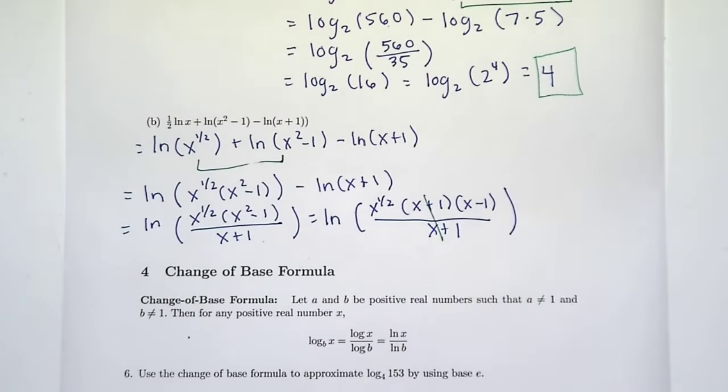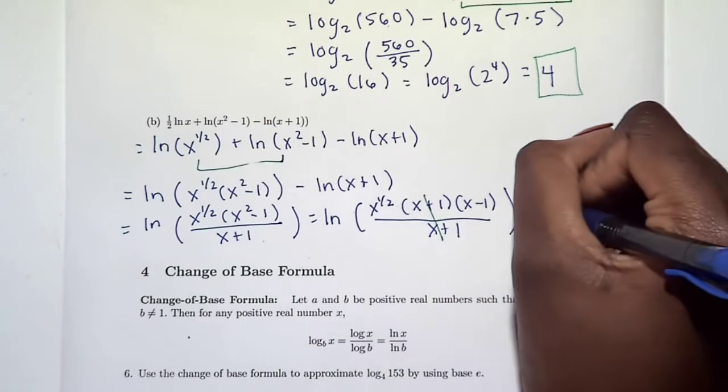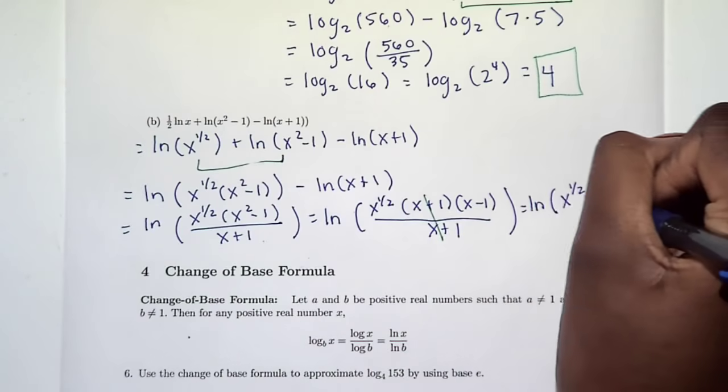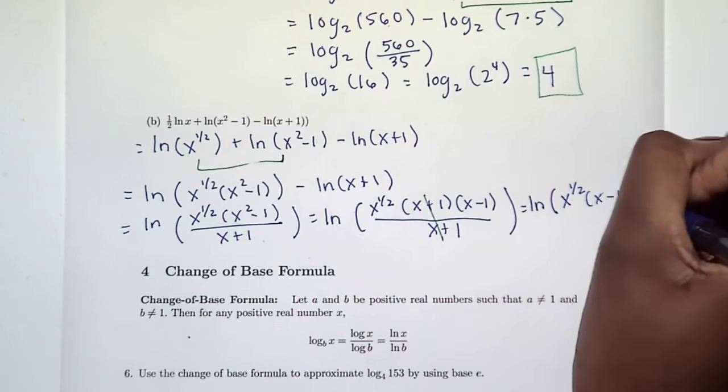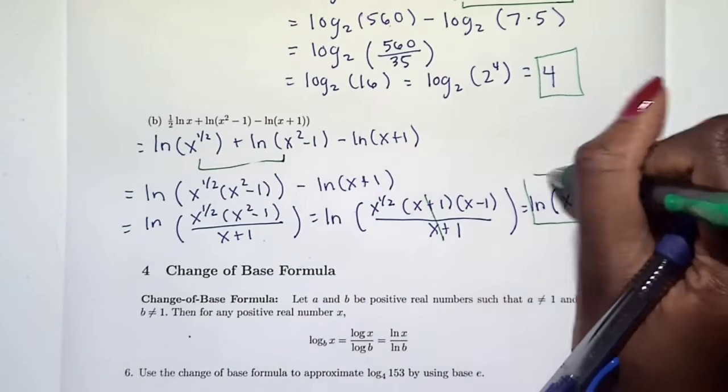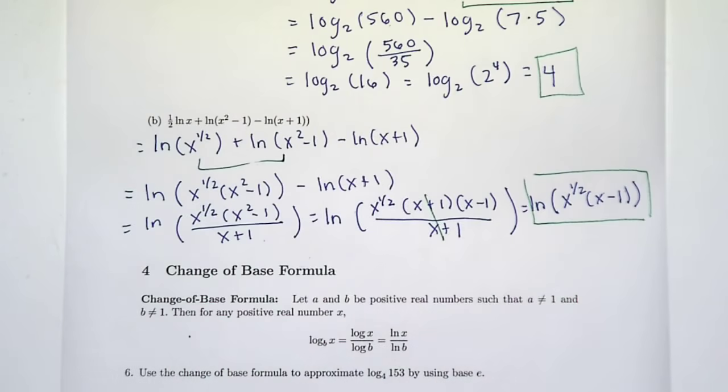Our x plus 1's are going to cancel. So we have the natural log of x to the 1/2 times x minus 1. And I'll leave it there. Okay, so that is expanding and condensing.